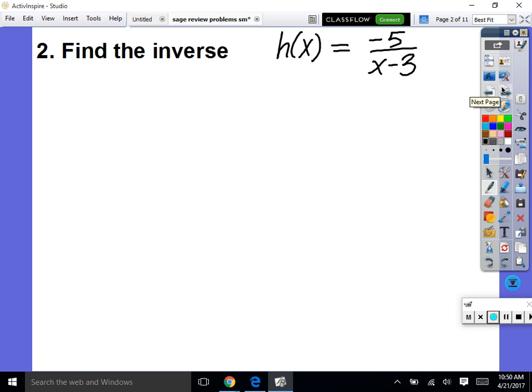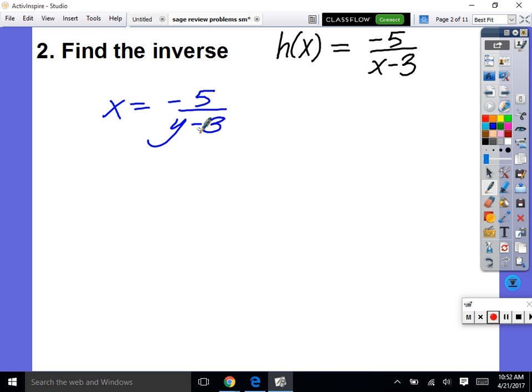Find the inverse and state the restrictions for practice. Ready, go. Gotcha, that makes sense. Okay, let's switch x and y, right? Were you guys all able to do this one? So x equals -5 over y minus 3.